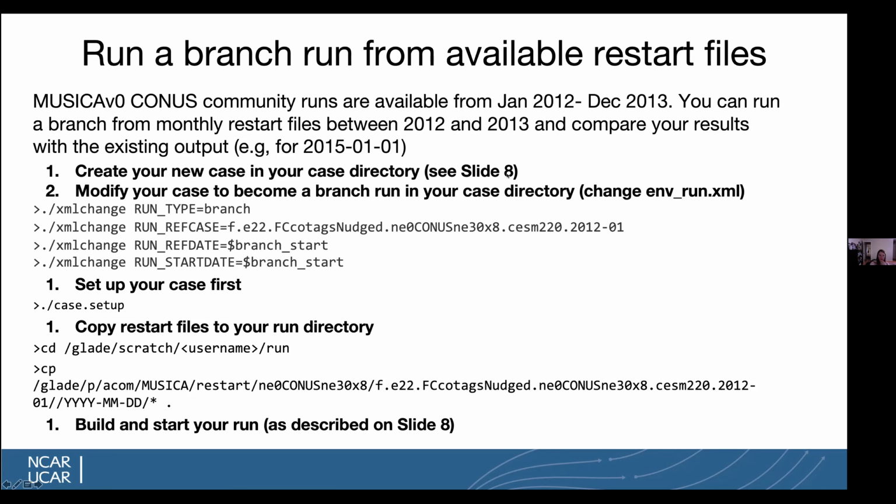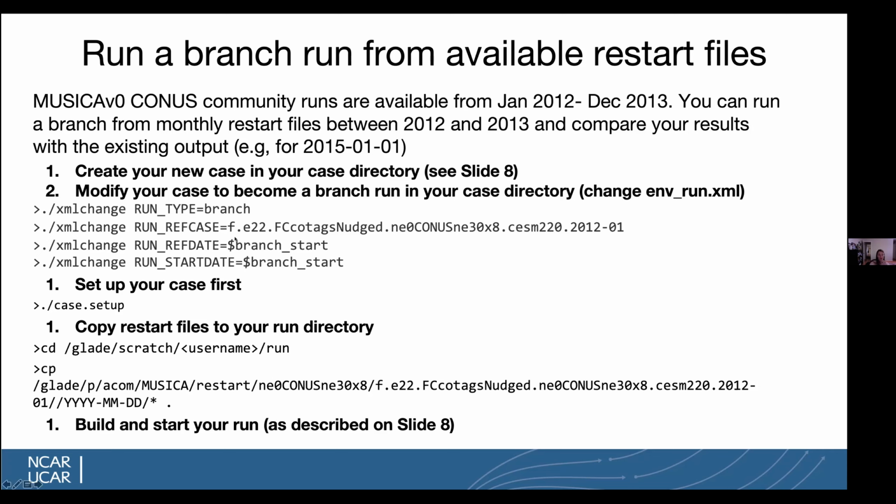We'll go through that later. But then instead of running a startup run, you will have to change your run to a branch run. And this is again changing the environmental run XML variable, as you can see here. And now your run type is not startup, but branch. But you have to identify from what run you actually want to start, because the model needs to find all these input variables to continue the run.